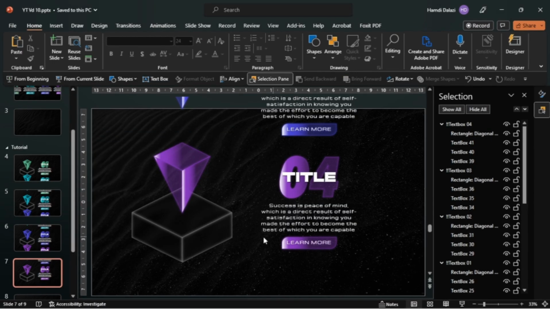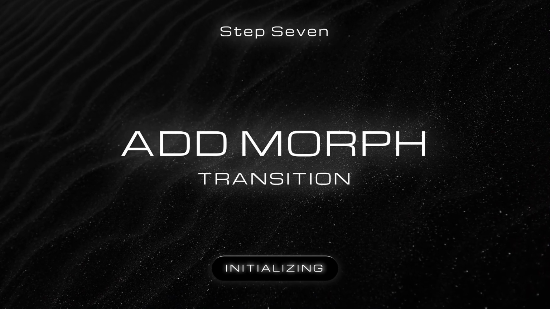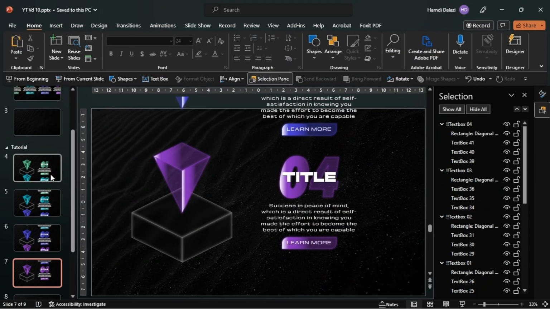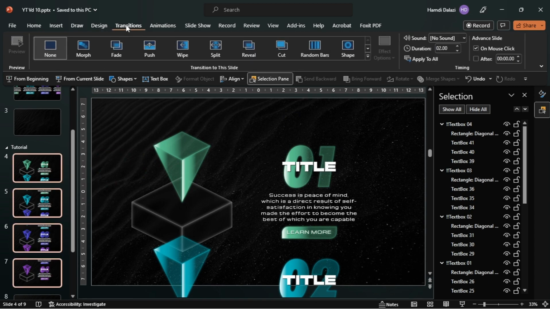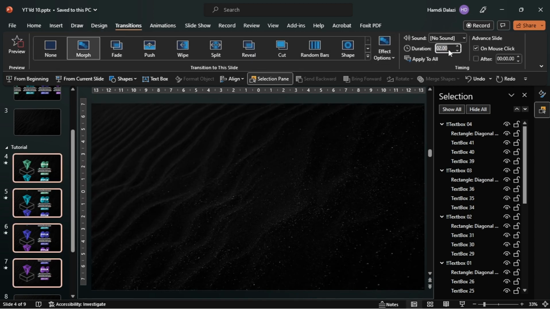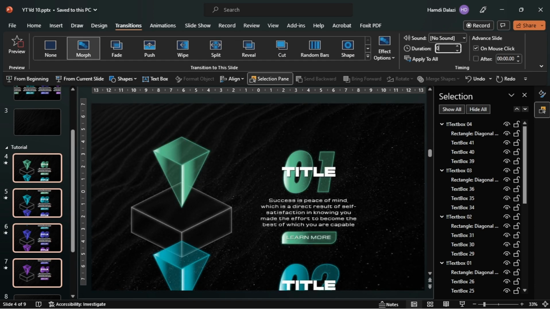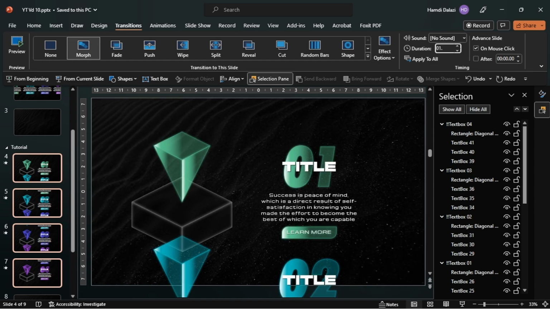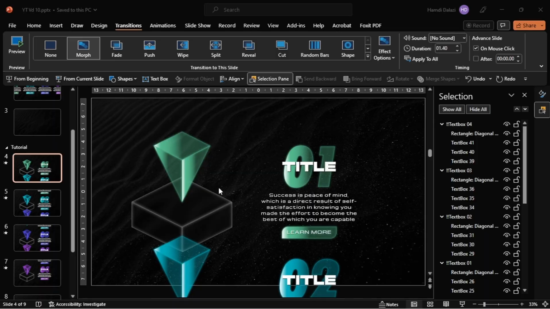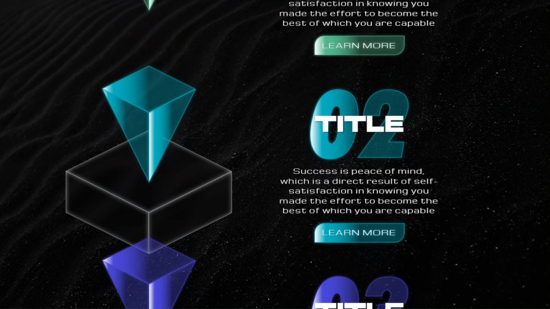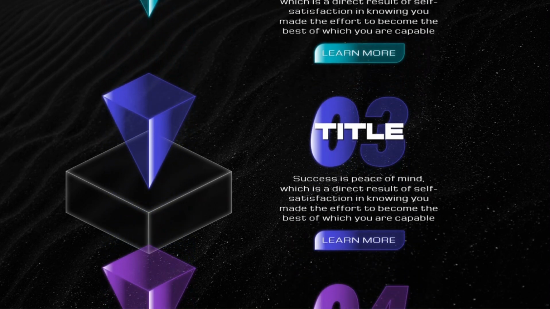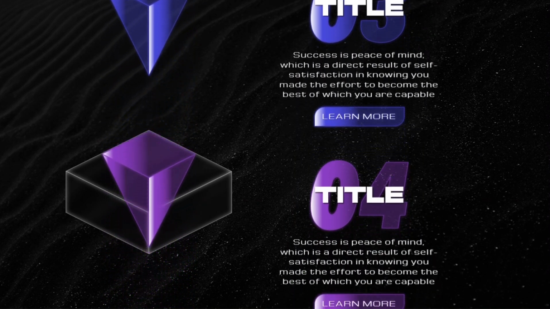Okay. Now let's add morph transition. So let's select all slides. Let's click on morph transition. Let's reduce the duration to 1.4. Let's check it out. So you can see the power of morph transition. That's great.